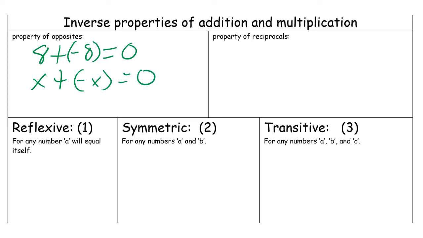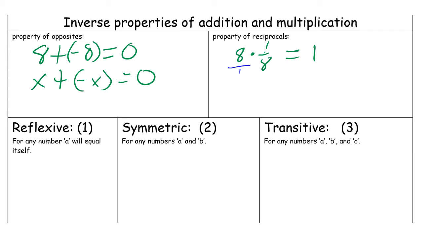For multiplication, let's say we want to end with the identity, which would be 1. What are we going to multiply by 8 in order to get 1? We're not going to multiply the opposite. We're going to multiply the reciprocal. That is 1 over 8. 8 times 1 over 8 equals 1.